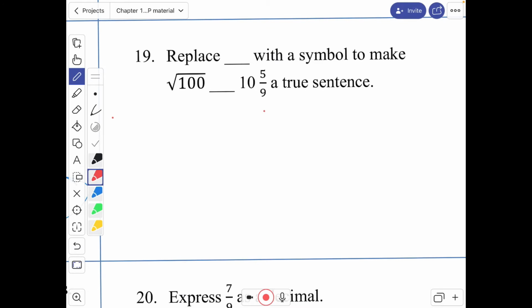Number 19, replace blank with a symbol to make square root of 100 blank 10 and 5/9 a true statement. Well, the square root of 100 is 10. So is it greater than, less than, or equal? 10 is less than 10 and 5/9.